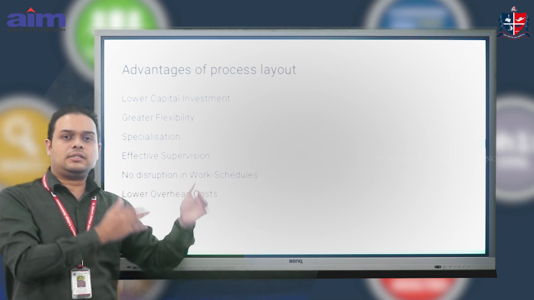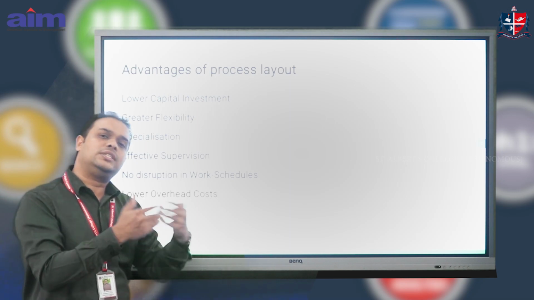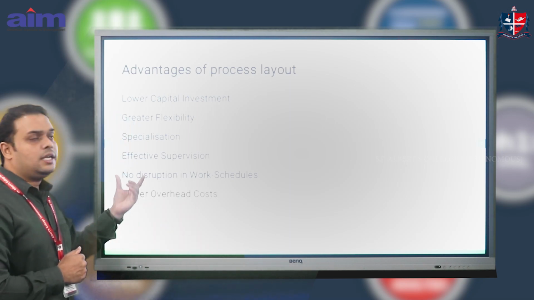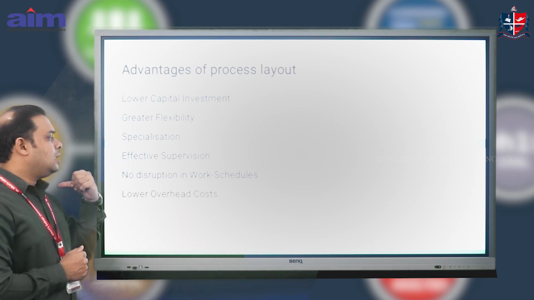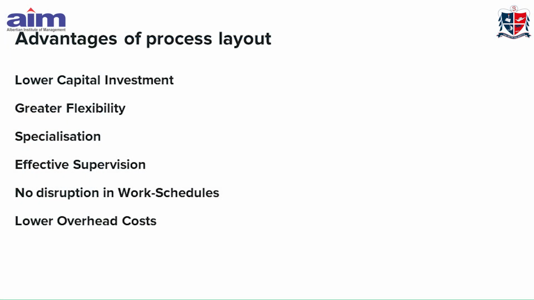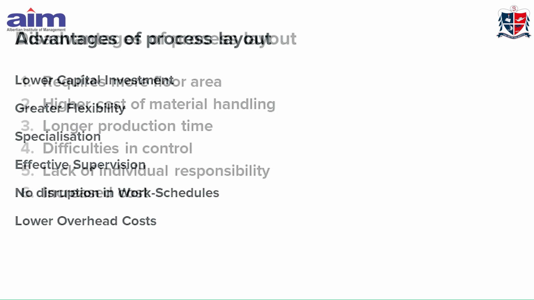The processes and other things are arranged by specific function, so it is easy to arrange accordingly. It can be supervised easily. The work schedules are not disrupted, because there is no specific work schedule in the first place, because you can arrange it as you wish. Then you have lower overhead cost, because you have lower capital investment.